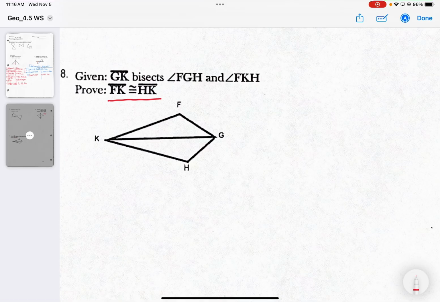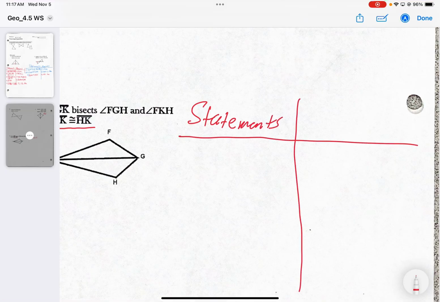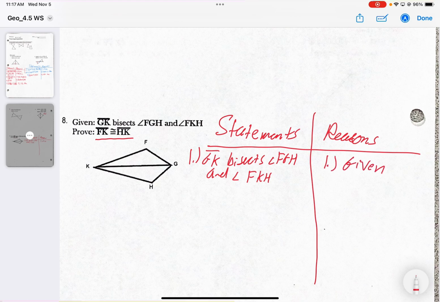All right, so let's do number 8. Landon, we're on the back of that worksheet. We're about to do number 8 together. I've got just one given. GK bisects angle FGH and angle FKH. All right, they didn't tell me that any pieces were congruent or anything like that. We're going to have to get that from the given itself, okay?